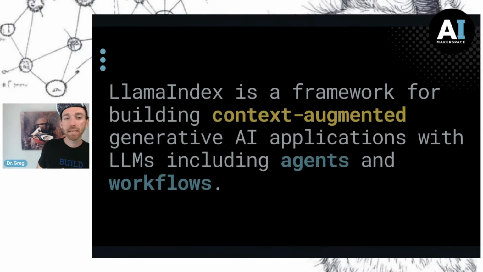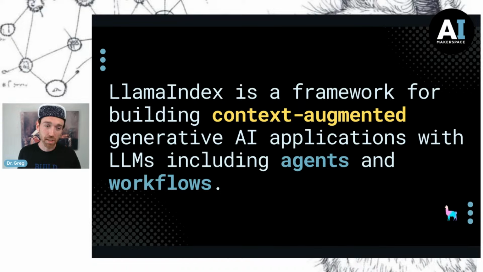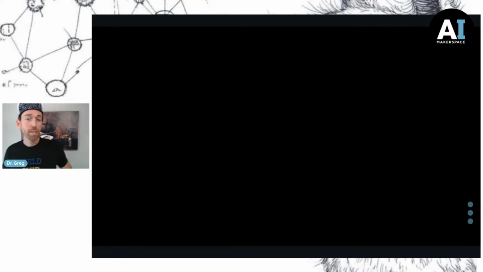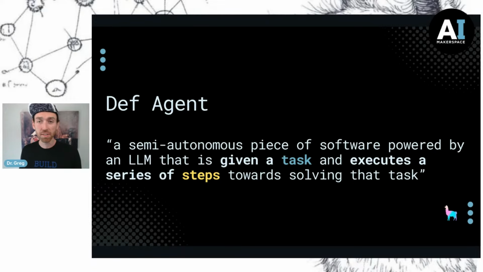So from the top, LlamaIndex is now branding themselves a framework for building context-augmented Gen AI applications with LLMs. And now check this out, added, including agents and workflows. So this is quite a high level of abstraction thing that has been put into LlamaIndex and one that you need to know about. Now, we need to understand how LlamaIndex defines words like agent and workflow so we can situate ourselves. According to LlamaIndex, an agent is a semi-autonomous piece of software powered by an LLM that is given a task and executes a series of steps towards solving the task.